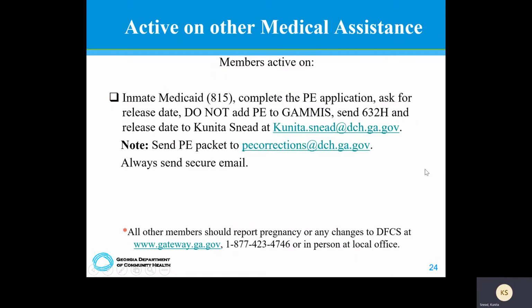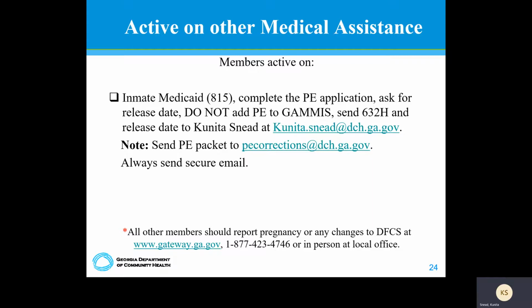If you screen an individual and the member is active on inmate Medicaid, then you're going to need to ask that individual if they have been released. If they have been released, then you're able to go ahead and start the PE process, do your application and everything, do your interview. And then once you do that, if you determine that that individual is eligible, on these individuals, you will not add the PE to gametes.